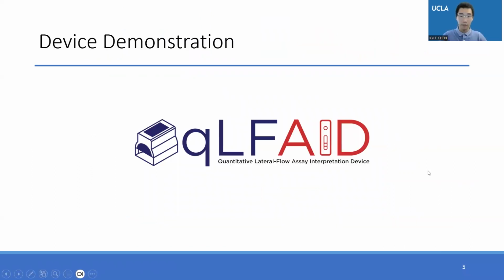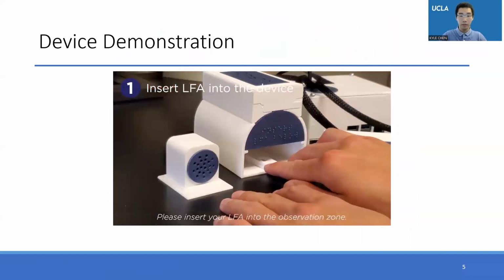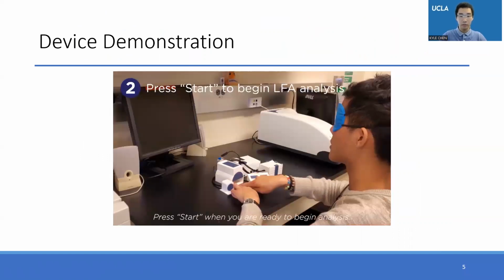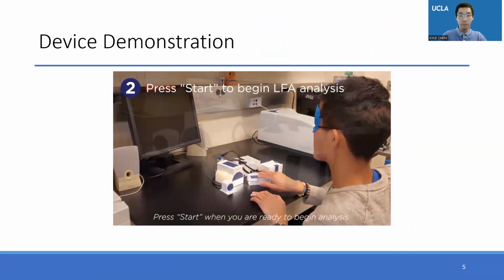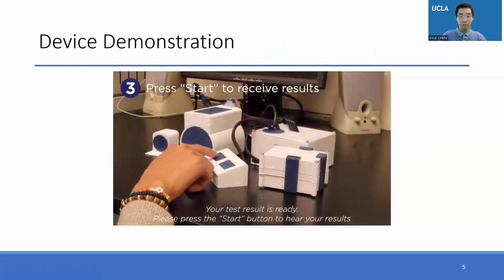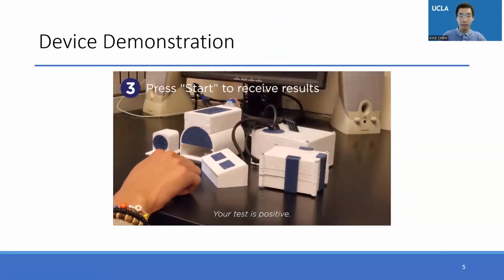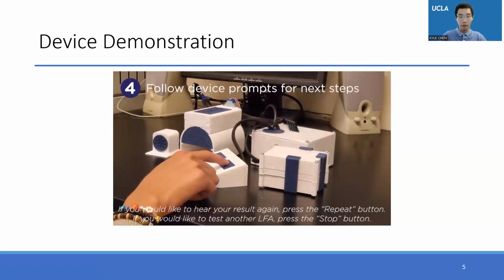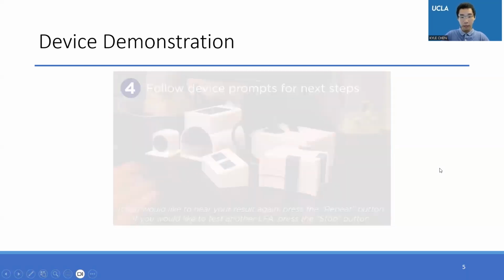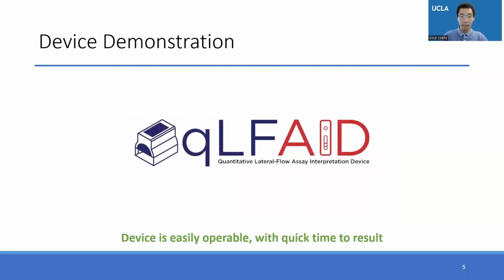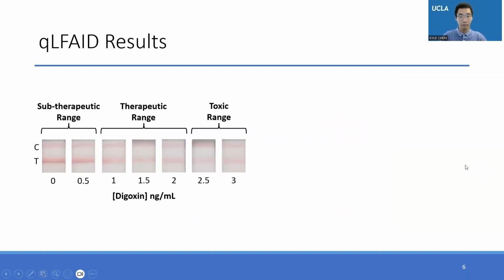For the qLFAID's accessibility, we conducted a blindfolded demonstration. The individual is first prompted to insert the LFA into the device. Afterwards, the individual presses the start button in Boston Braille to begin analysis. Once the results are ready, the vibration module and speaker alert the user to press the start button to receive the results. The final prompts then ask the individual for next steps. The entire procedure takes around 2 minutes and is very accessible for blind and visually impaired users.